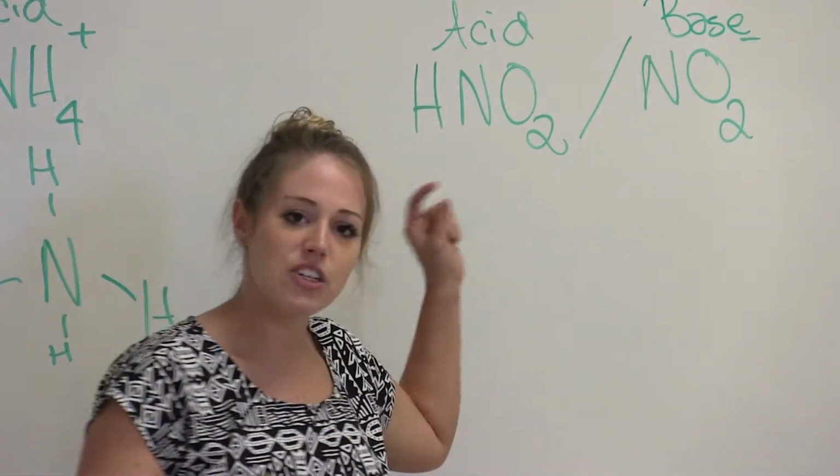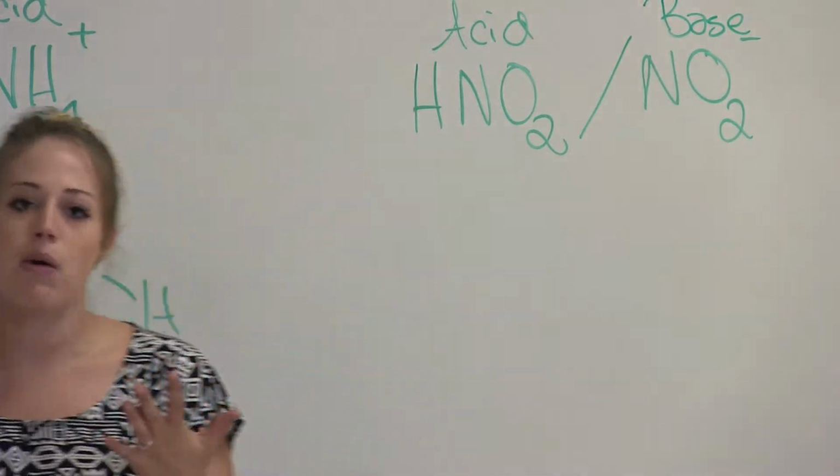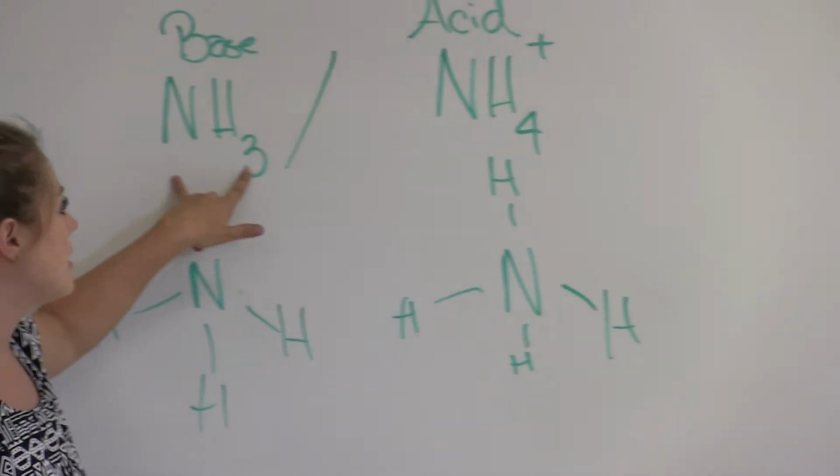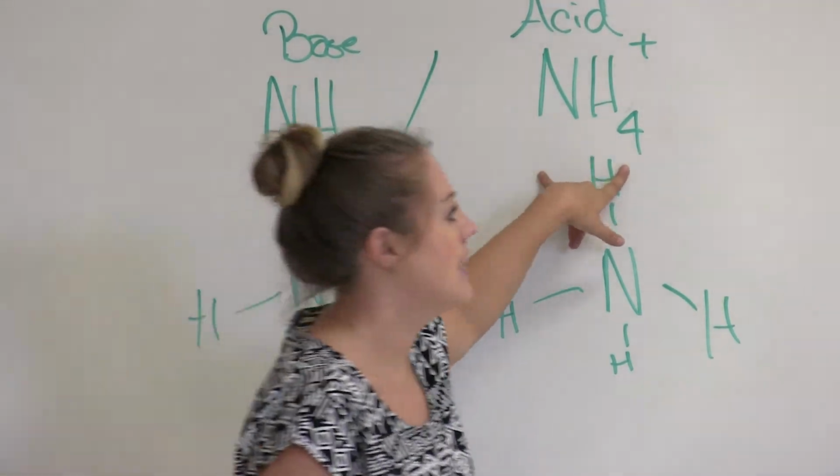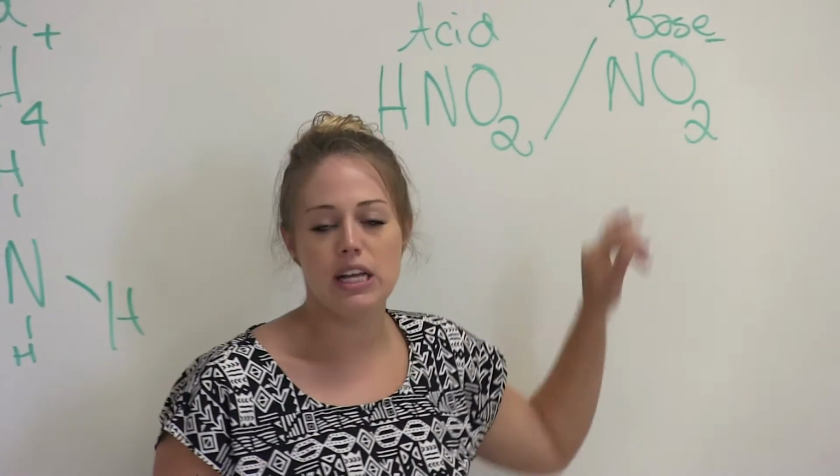So we call these conjugate acid-base pairs, and they're going to differ by 1 H+. Here, the base differs by 1 H+ from the acid, and here my acid differs by 1 H+ from my base.